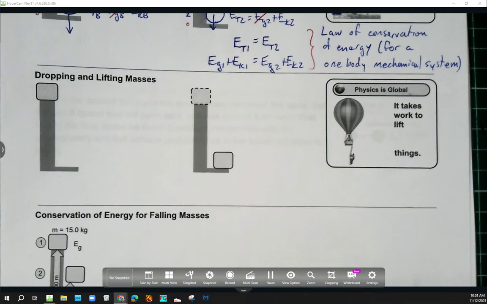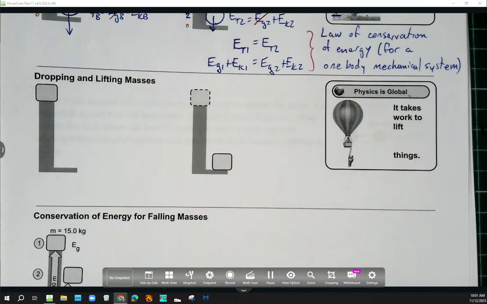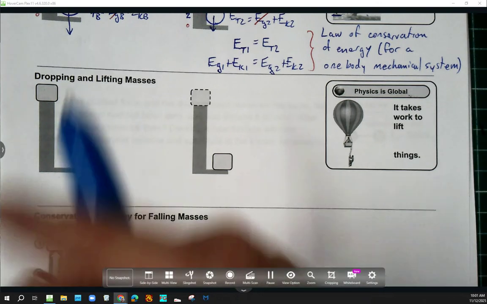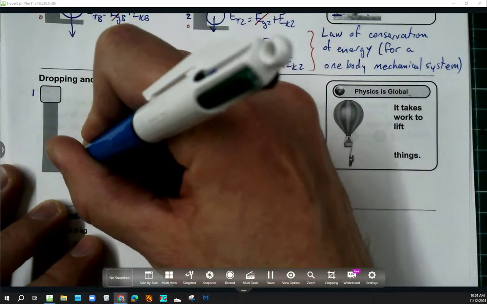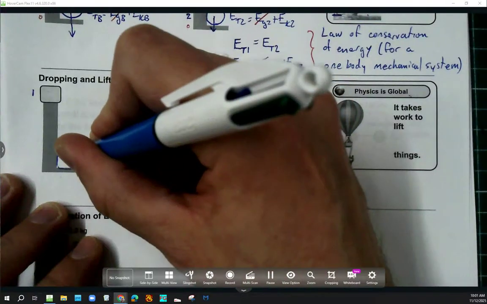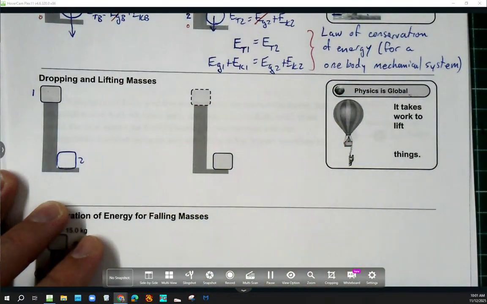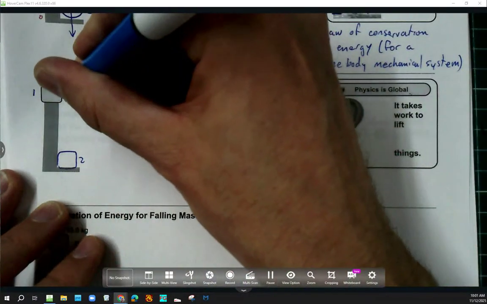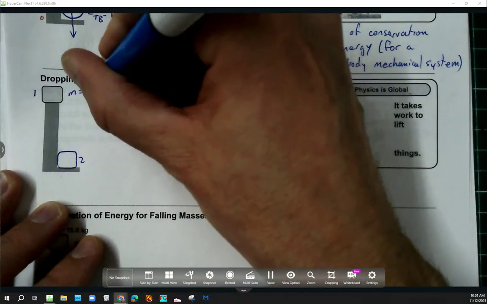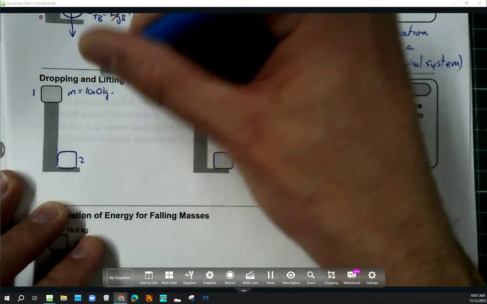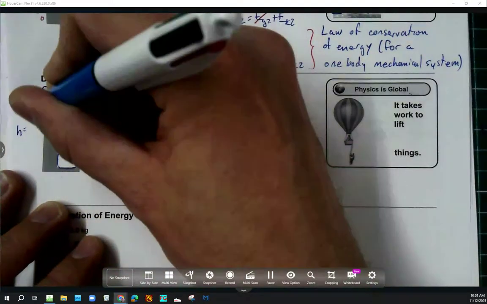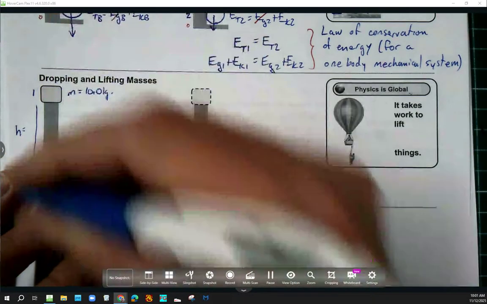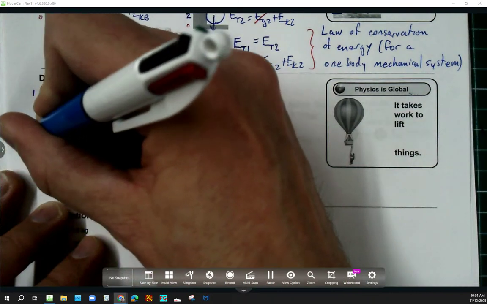All right, so this idea of dropping a mass. We're going to go from position 1. We're going to go down to position 2. Let's give some numbers to this. Let's just say that this mass is 10 kilograms, a nice round number. And we'll say that it drops by a height, like it goes down, a height equal to 5.00 meters.